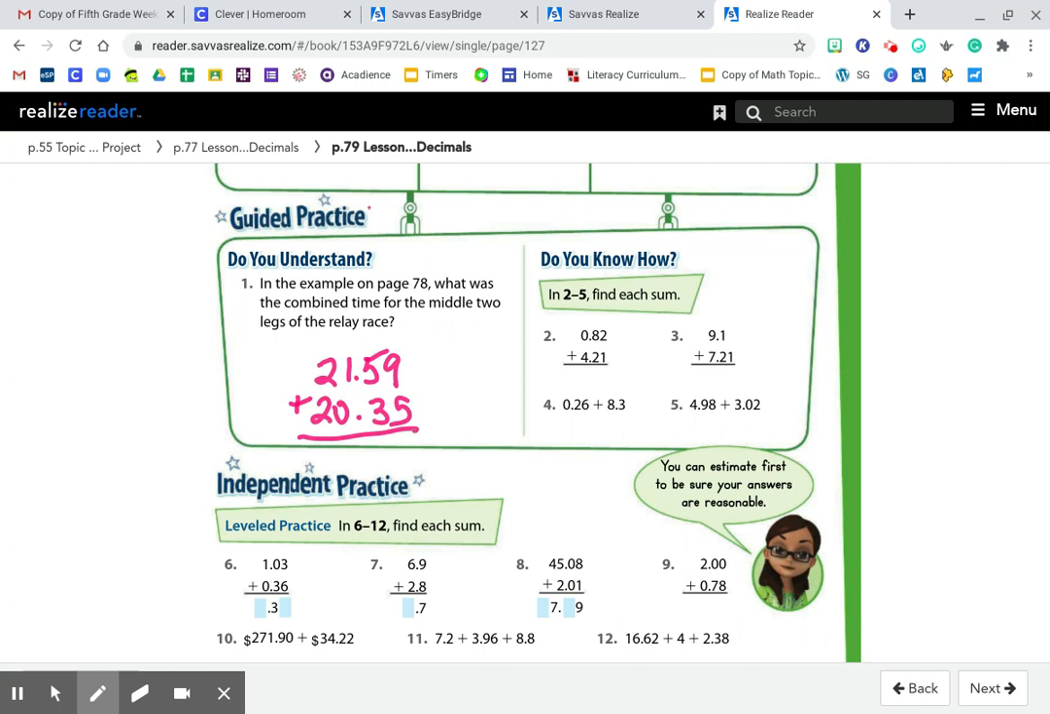So we're going to start with the smallest place value, which is the hundredths place. 9 plus 5 is 14. Carry the 1. 5 plus 1 is 6, plus 3 is 9. 1 plus 0 is 1, and 2 plus 2 is 4. So combining, we have 41.94 seconds is our combined total.